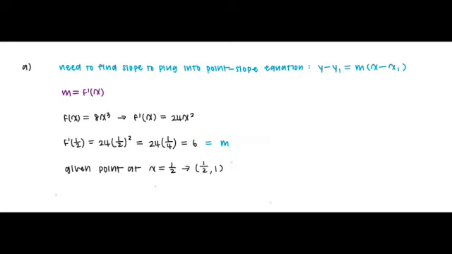The given point in the graph at x equals 1/2 is (1/2, 1). We can plug this in to our x sub 1 and y sub 1 values. This gives us the equation y minus 1 equals 6 times x minus 1/2, which simplifies to y equals 6 times x minus 1/2 plus 1 if we isolate the y. This is the equation of the line tangent to the curve of f at x equals 1/2 and is our final answer to part A.